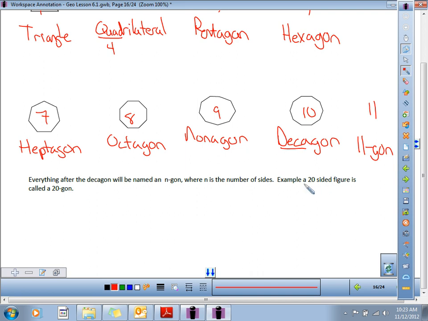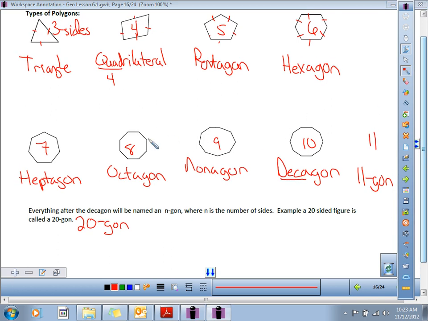If we have a 20-sided figure, we're just going to simply call that a 20-gon. So we're going to kind of cheat and make it a little bit easier on ourselves. For anything after 10, we're just going to call it an 11-gon, 20-gon, 30-gon, 100-gon. Like I said, they actually have names for most of them. Some of them are just really, really long, and I don't want to deal with them. Okay, so there's our types of polygons.